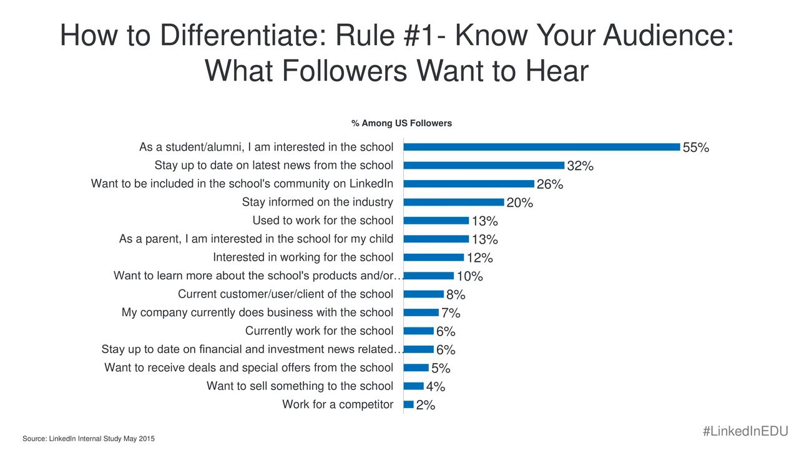So how to differentiate, rule number 1. Tying back to the content marketing score and what some of those top advertisers are doing, they know their audience. They know what their followers want to hear and what their prospects are interested in. This is a chart that was pulled by an account team here at LinkedIn based on LinkedIn data. It gives you an example of a specific university and what these prospects or members are interested in hearing.